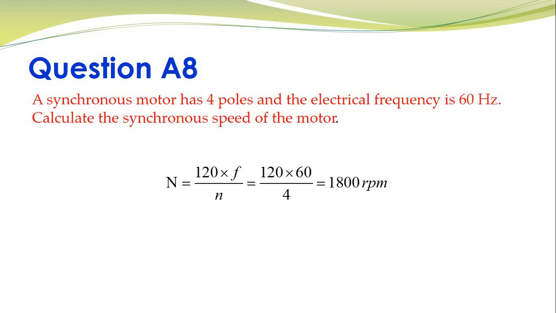And finally, in part A, the last question was dealing with electric motors. It says that a synchronous motor has 4 poles and the electrical frequency is 60 Hz, and you have to calculate the synchronous speed of the motor. The synchronous speed is simply given by 120 times f over N, where f is the supply frequency and N is the number of poles. In this case, the supply frequency was 60 and the number of poles was 4, so 120 times 60 divided by 4, you get a synchronous speed of 1800 revolutions per minute.